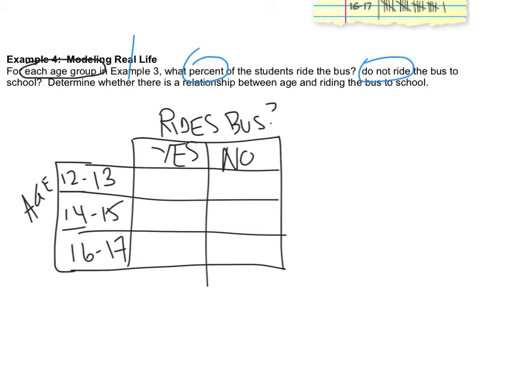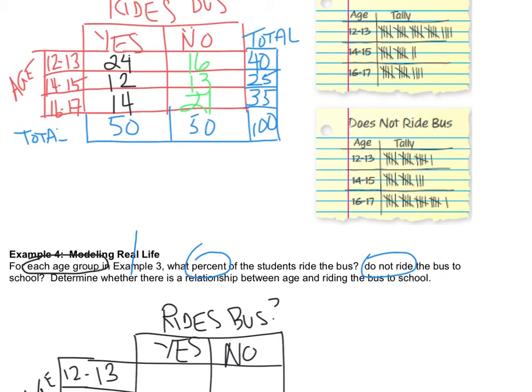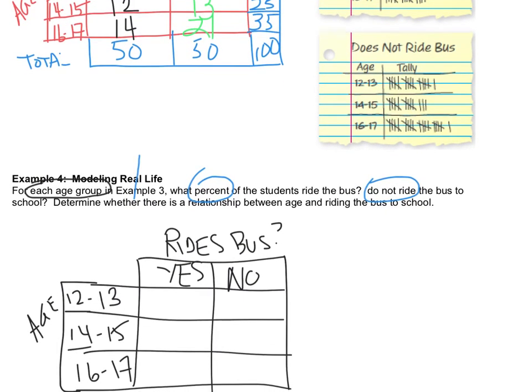So what I want to focus on, if you remember doing percents, you do the amount that you have over the total amount. So for example, for our 12 and 13-year-old group, how many students did we say we had? Well, we had a total of 40. So our total 12 and 13-year-olds was 40. 24 ride the bus, 16 don't. So we need to use that information to figure out our answer. So we have 24 that ride out of 40. We have 16 out of 40 that don't ride.